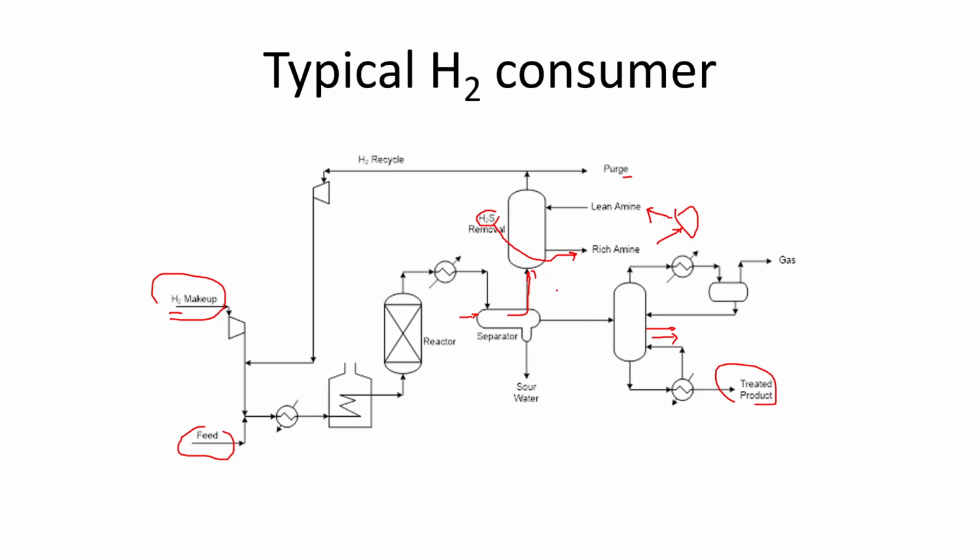So the idea of this diagram is simply to show you the hydrogen flow. It goes here and then there; here, go back here, and then the other one goes there. Okay, any questions? No?